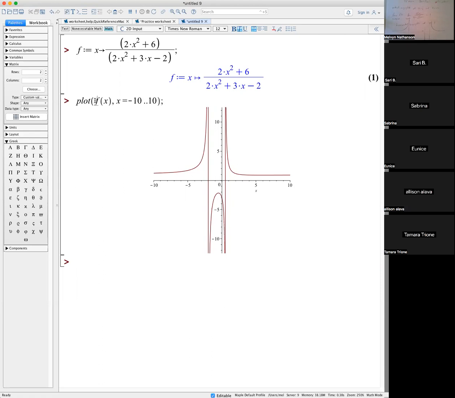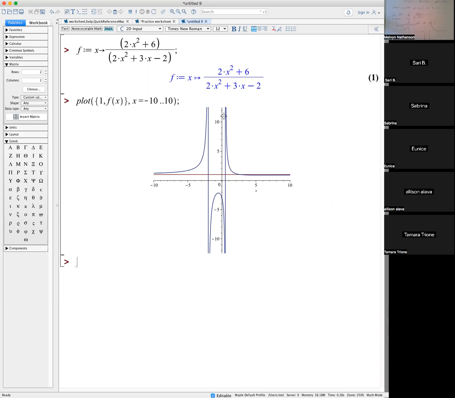In fact, let me actually put in the horizontal asymptote, y equal 2. Oops, sorry, horizontal asymptote was y equal 1. There we are. So here, these two vertical lines are the vertical asymptotes at -2 and +0.5. And here's the horizontal line, y equal 1. And you can see the graph of this function is approaching 1 as x goes to plus or minus infinity.